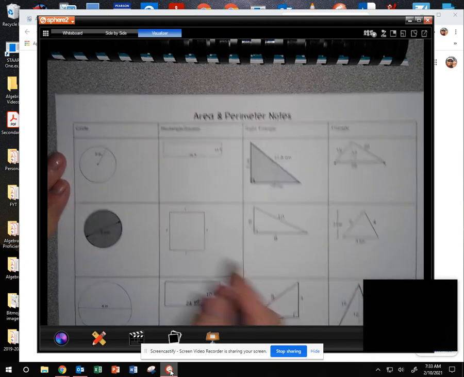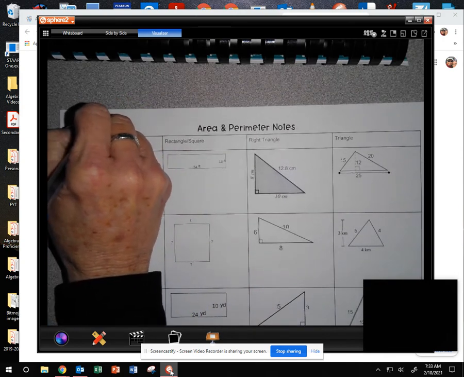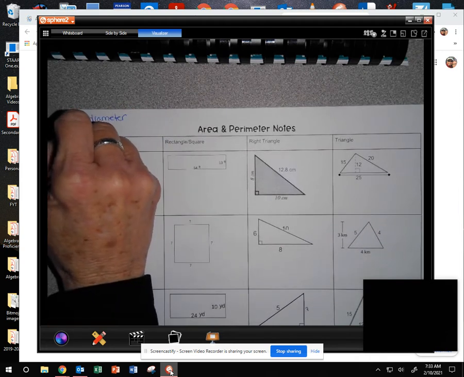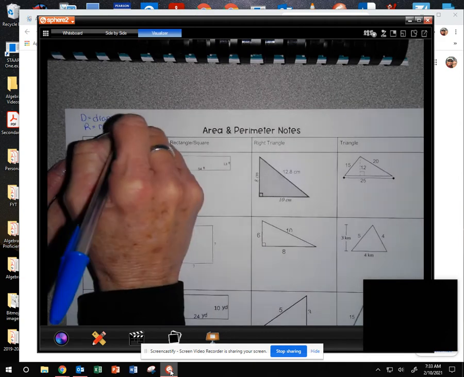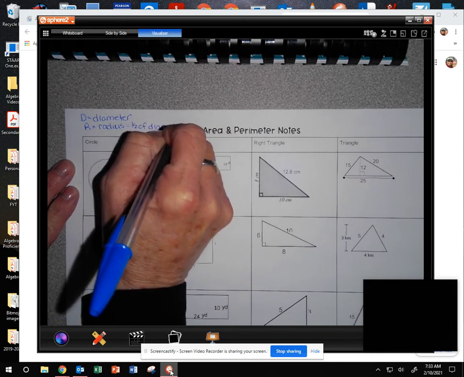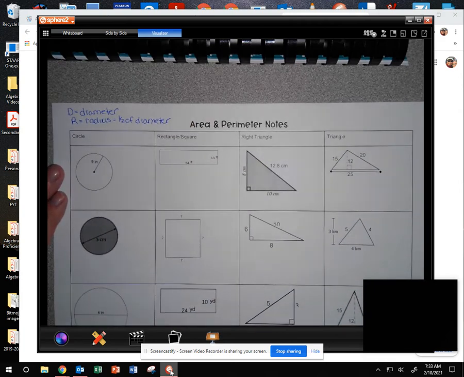And some things that we want to know about a circle. We have a diameter, which goes all the way across the circle. And then we have the radius, which is half of the diameter. Okay, and you are going to have a formula chart today. So all of these formulas that we are going to be talking about are on your formula chart. So when you are looking at it, make sure that you are familiar where these are.